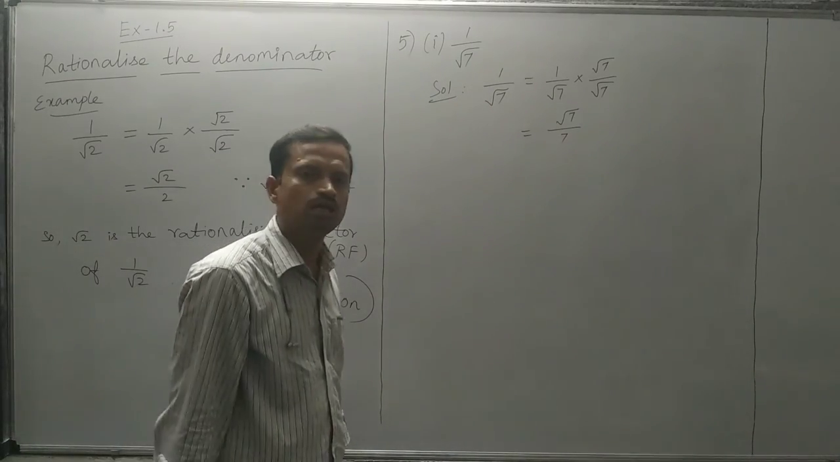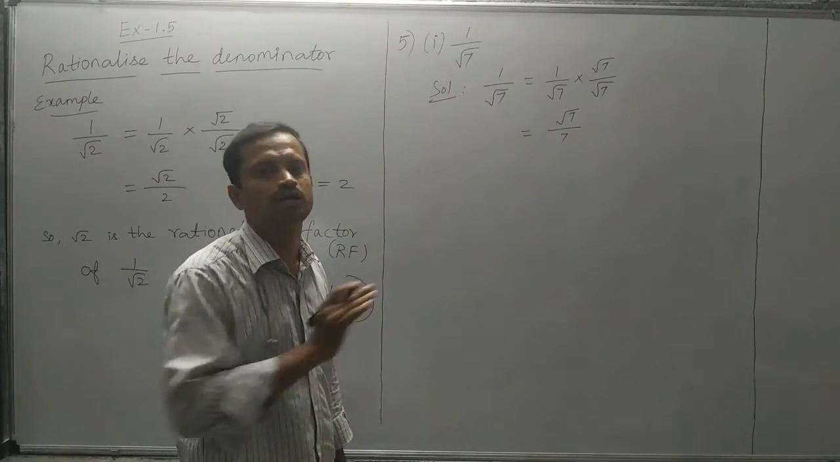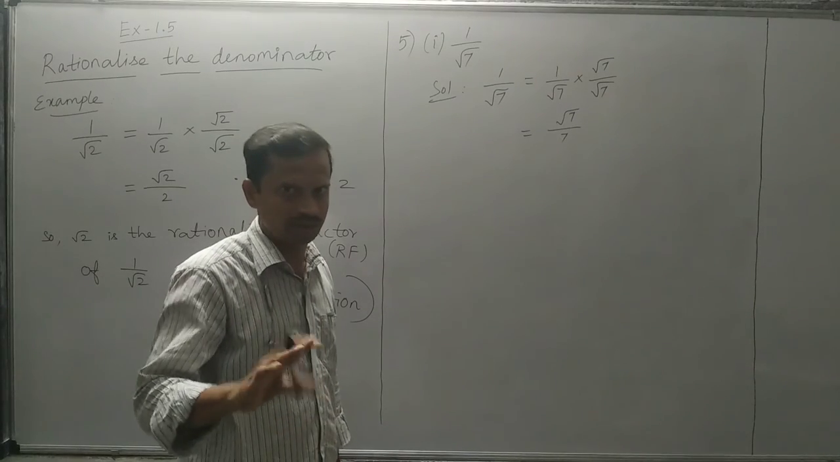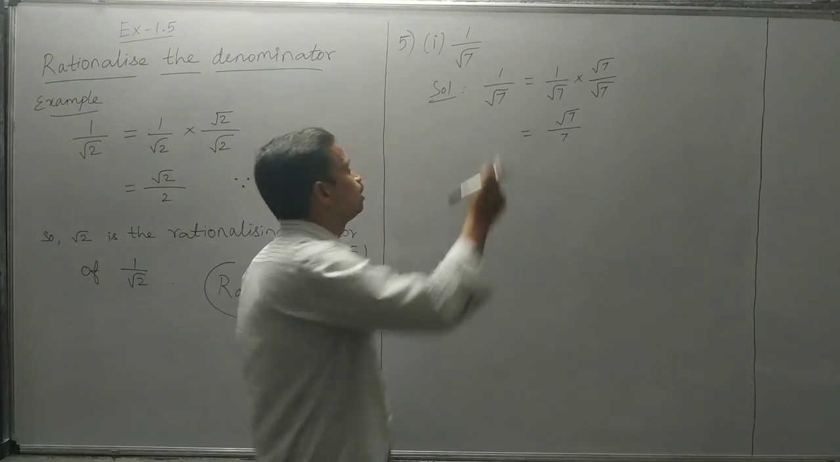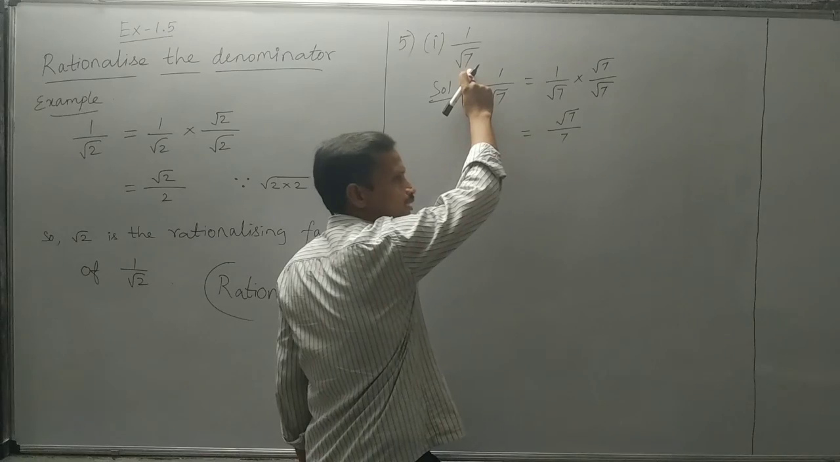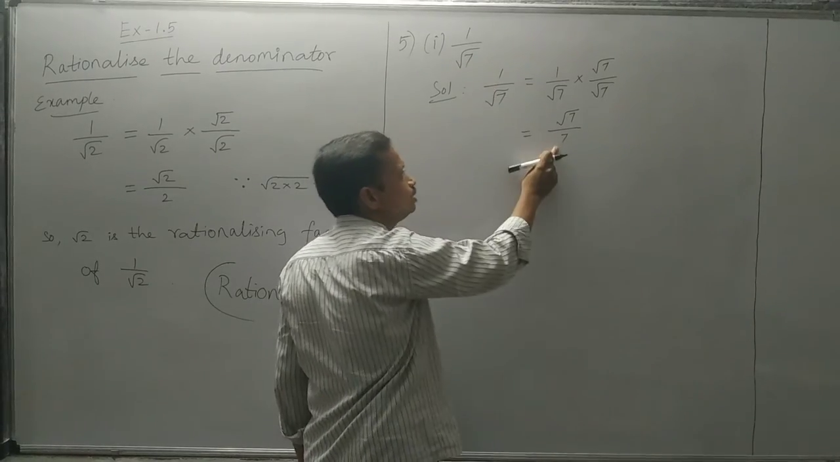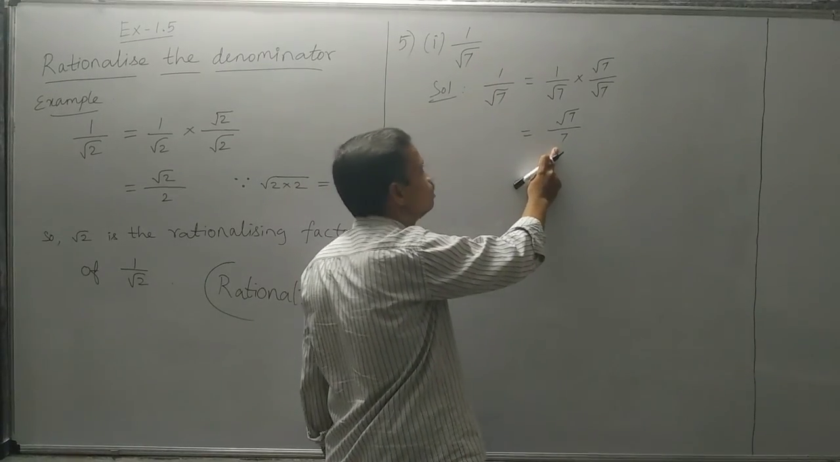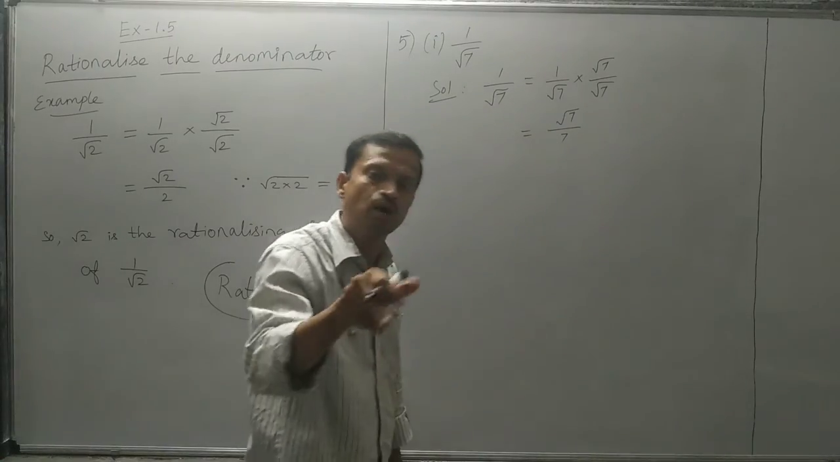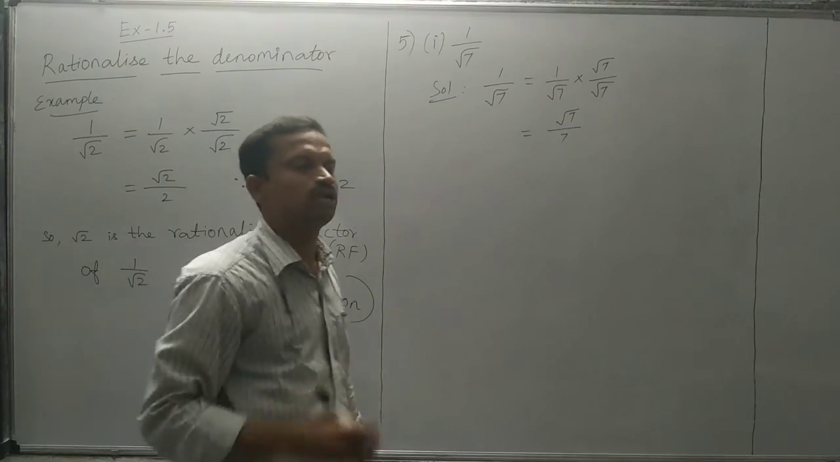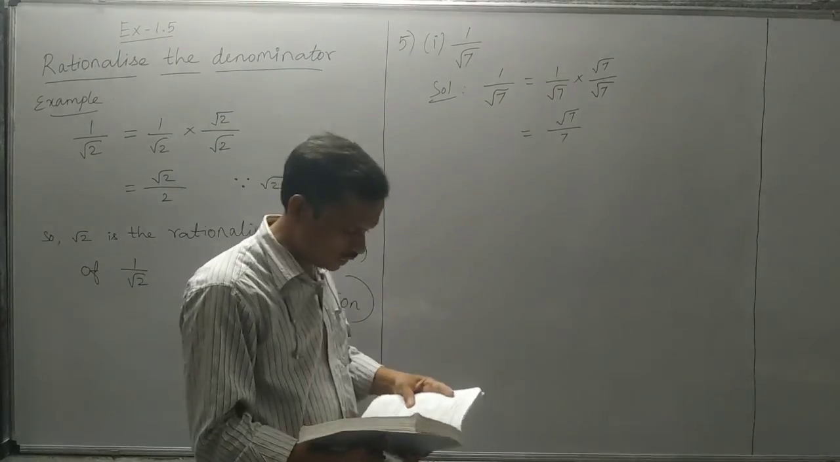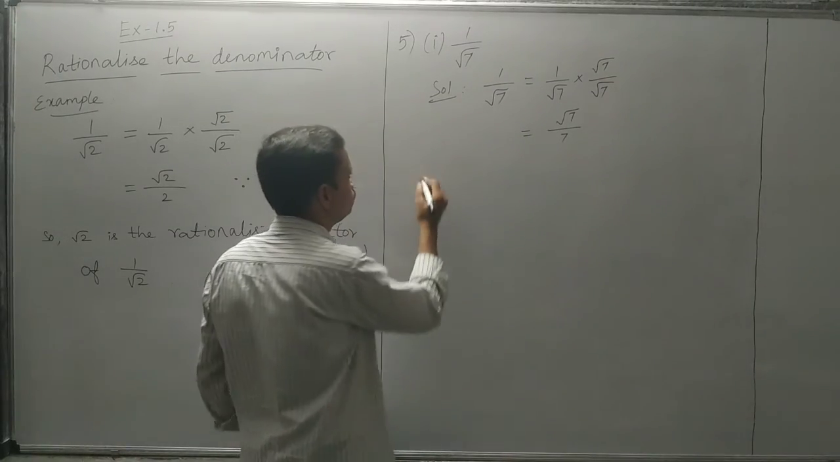So we have rationalized the denominator. You know what is meant by rationalizing the denominator? The denominator is irrational here and we have changed it to rational. Root 7 becomes 7 in the denominator. So that is called rationalization. And now coming to the next question, option 2.